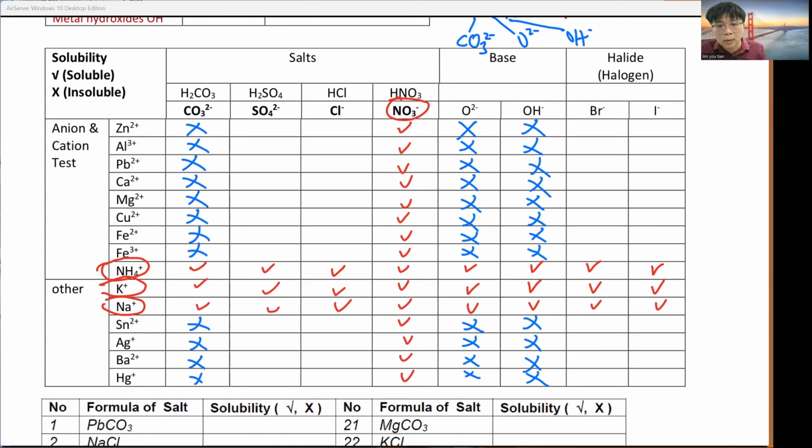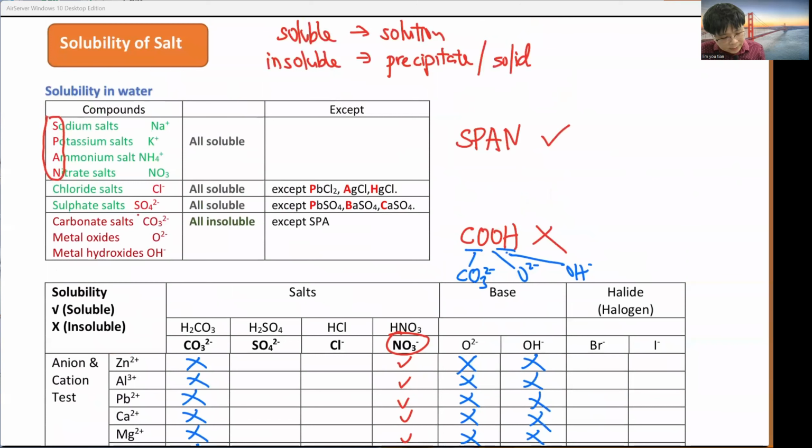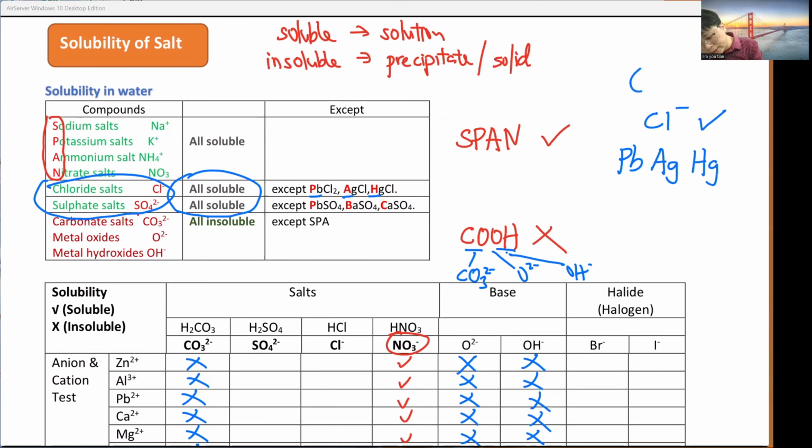Then after that, we will go through the next one. These two will be mostly soluble, except. How to remember is very simple. For chloride, it is all soluble except Persatuan Agama Hindu. You can think like this: C stands for curry. So who is not soluble? PbCl, AgCl, HgCl are not soluble. These are some special tests that you need to know.